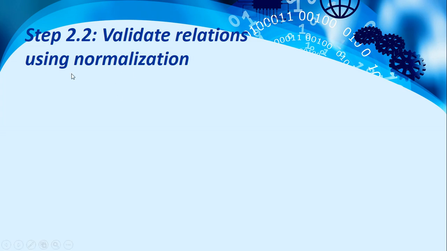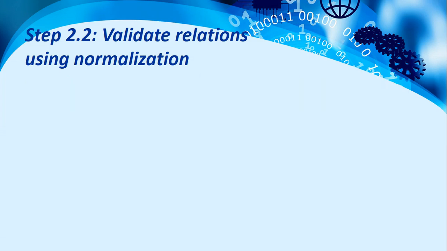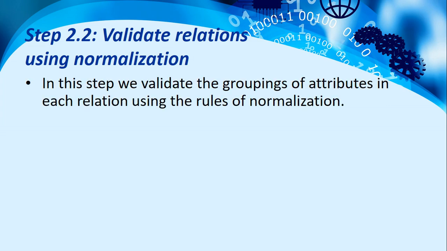We're already familiar with normalization, so I won't be discussing this in much detail. In this step, we validate the groupings of attributes in each relation using the rules of normalization. The relations we derived from step 2.1, we validate them to check if they are correct or if there are redundancies, using the normalization technique that we have learned from previous lessons.